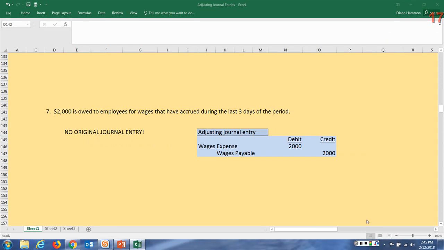Let's look now at an entry that needs to be accrued. So in this scenario, $2,000 is owed to employees for wages that have been accrued during the last 3 days of the period. So this is an expense that has been incurred, and now we need to record that. This is an accrual, so we need to record that with an adjusting entry. There was no original journal entry in this case. So what we need to do, we've already been given the number, so we don't have to make a calculation. We simply debit wages expense, credit wages payable. Note those two go together, wages expense and wages payable in this case.